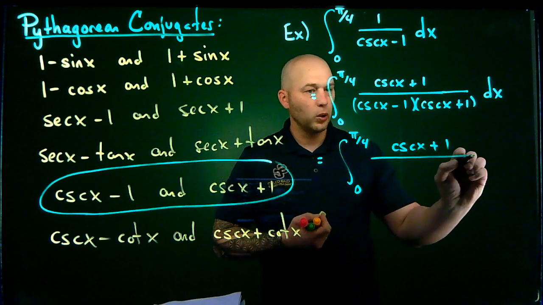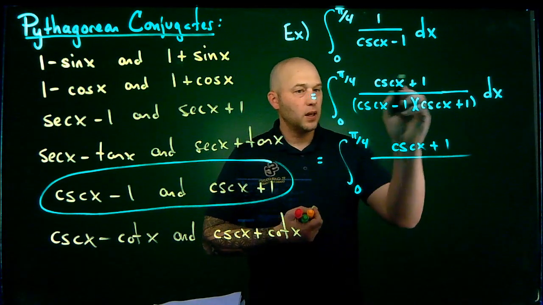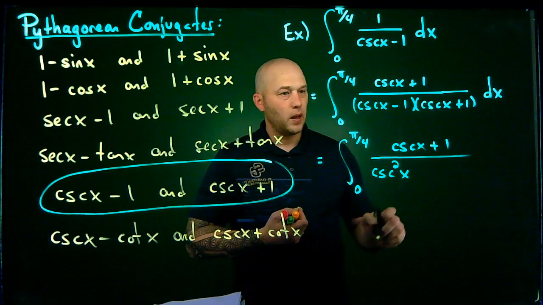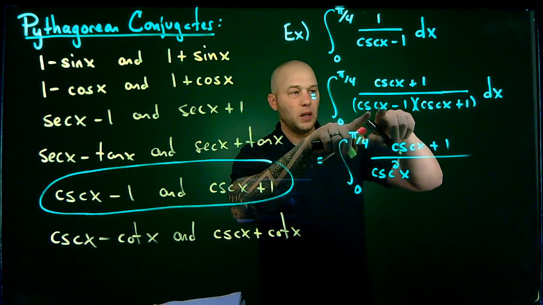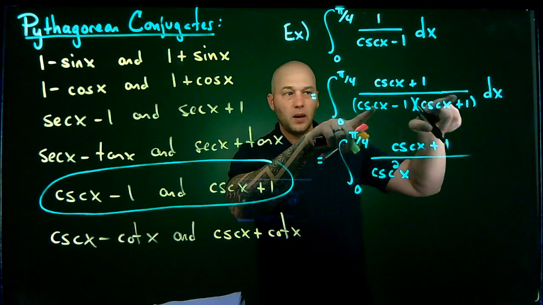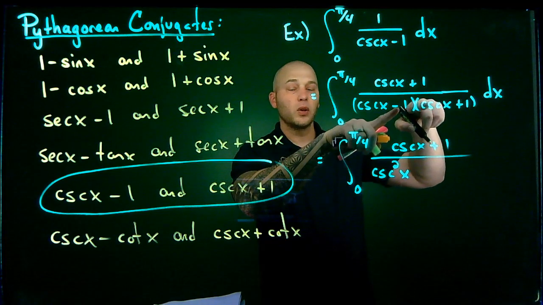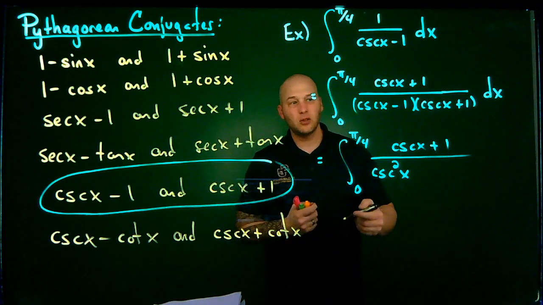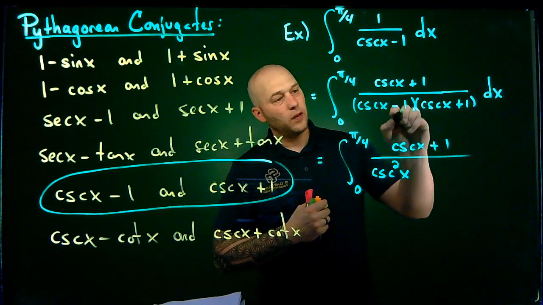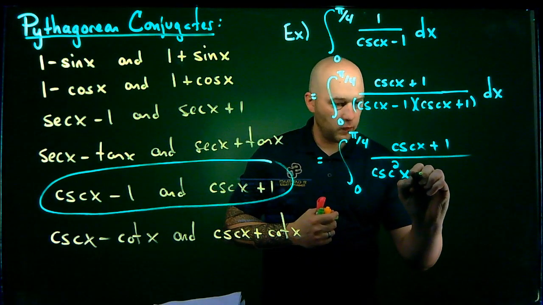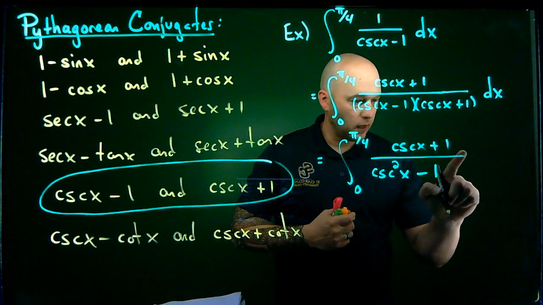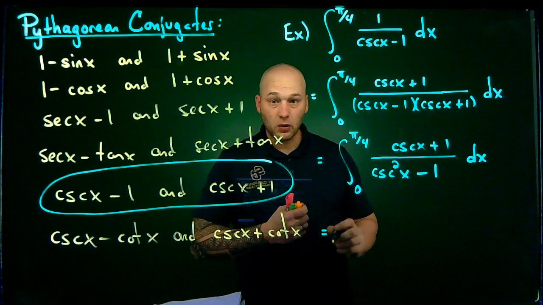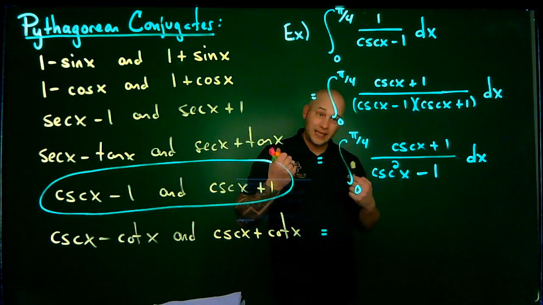And then when I multiply this together, I'm going to get cosecant squared. And then notice the middle terms are going to be positive cosecant minus cosecant. So in other words, those two intermediate terms, the O and the I of FOIL, are going to cancel because they're additive inverses. And then negative 1 times 1 is going to give me negative 1, and then dx.